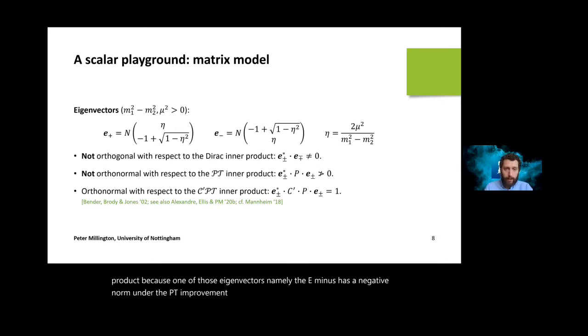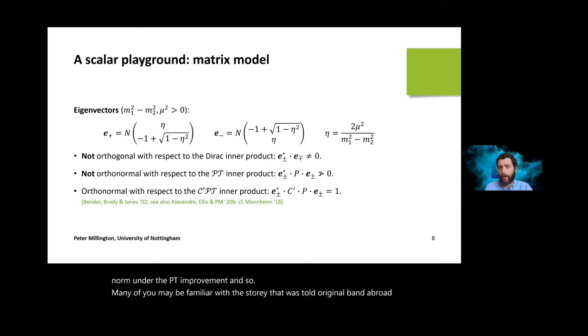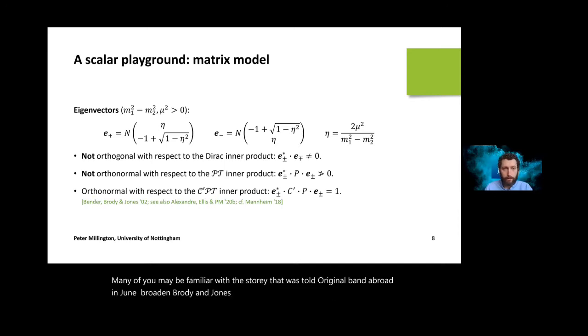And so many of you may be familiar with the story that was told originally by Bender, Brody, and Jones in this paper in 2002, where we can introduce an additional discrete symmetry, which here I've called C primed, which allows us to construct an inner product that corresponds to a positive definite norm for both of these eigenvectors. I've called it C primed because it is not going to be equal to the charge conjugation operation for the quantum field theories that I'm going to consider.